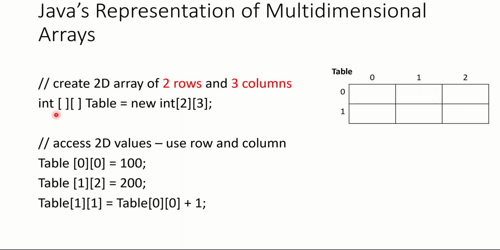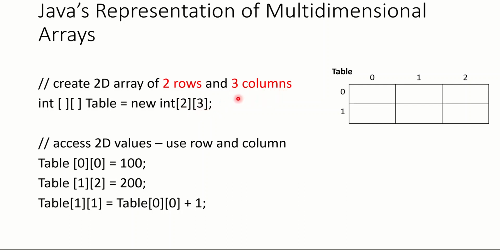The syntax of declaration of this table is integer, and then we should have 2 brackets, the name of the two-dimensional array, equal new integer, and then between the brackets we have to specify how many columns and how many rows we need. So the first number 2 is specifying how many rows. The second number 3 is specifying how many columns.